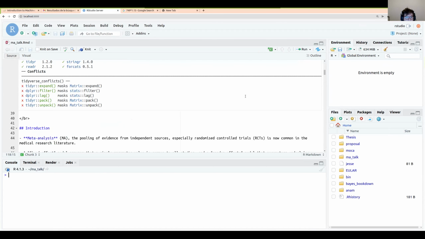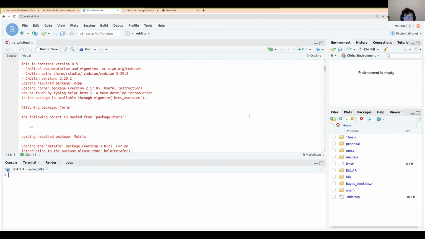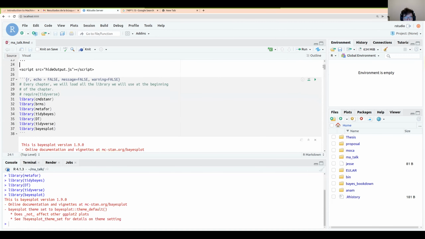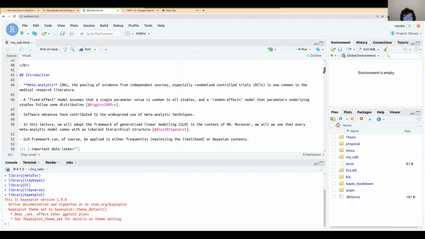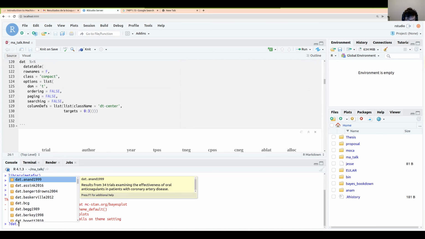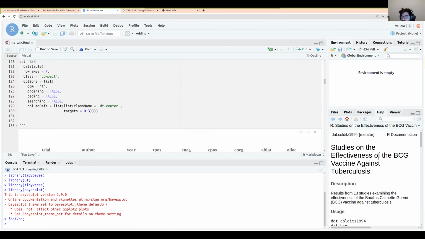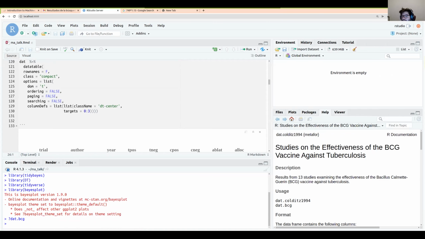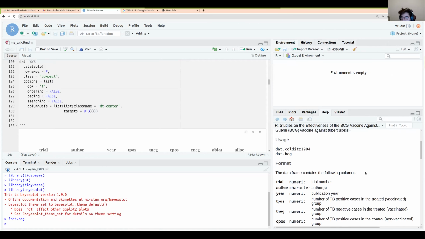Otherwise, it's gonna be a problem. Sorry. Okay. So if we do question mark dot BCG, it's the data in the library metafor, and it explains more about the data, right?